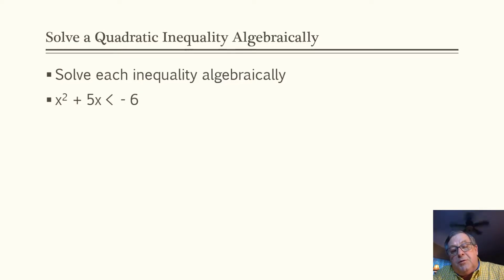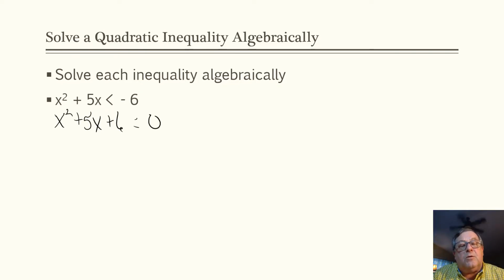Well, again, we're going to solve these as if they are equalities. And rather than leaving that negative 6 over here on the right-hand side, I'm just going to add 6 to both sides. And now we've got x squared plus 5x plus 6 is equal to 0. Now I've got to factor this quadratic. So I'm looking for two numbers where the product is going to be 6 and the sum is going to be 5. And let's see, well, 3 times 2 is 6, and 3 plus 2 is 5.